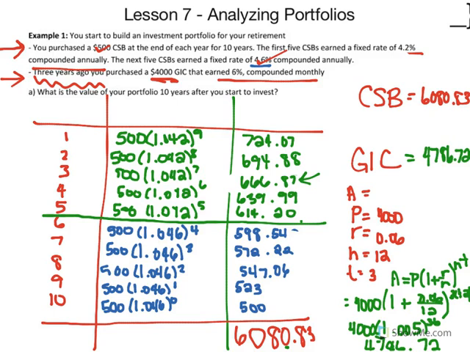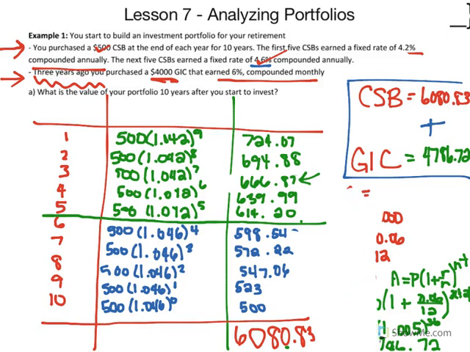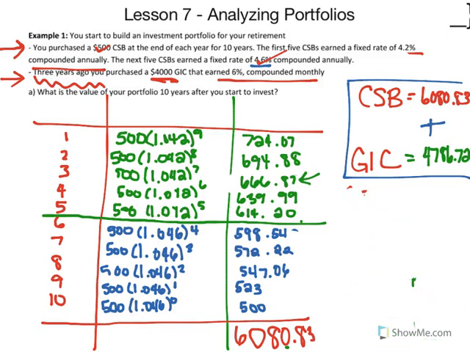So to analyze your portfolio's worth after the 10 years, we would take the amount from our CSB and add it to the amount from the GIC. And altogether, you should get $10,867.55. So that is how much money is in your portfolio after 10 years.